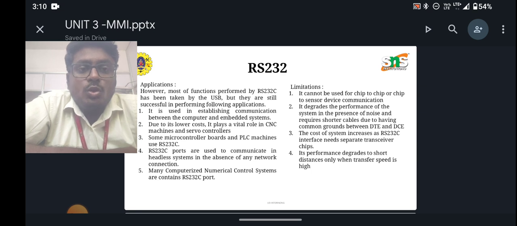RS232C ports are used to communicate in headless systems in the absence of any network connections. Many computerized numerical control systems contain an RS232C port.